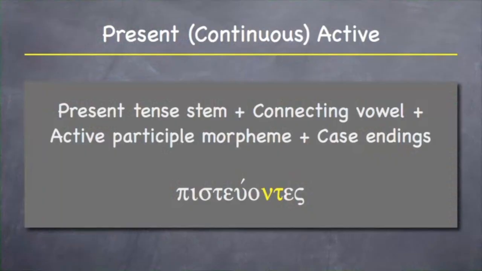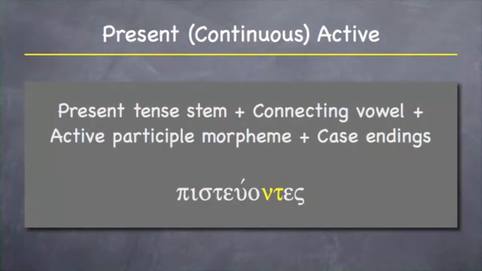But the point that I wanted you to see is that in very general terms, a present participle is formed with the present tense stem of the verb, a connecting vowel, the participle morpheme, and then the appropriate case endings. All right. How is the present or continuous participle formed?